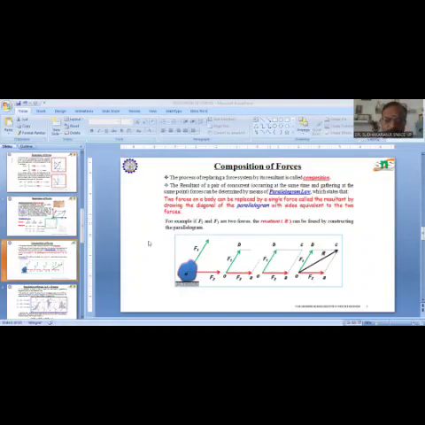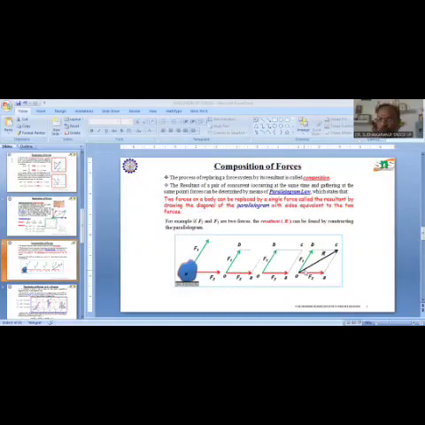For example, in this particular case, we can see F1, F2 are the two forces. So these two forces are now made to represent two sides of a parallelogram, OA and OB. Now I am constructing a parallelogram OBCA. Now OBCA forms the parallelogram with OA and OB being the sides of the parallelogram.